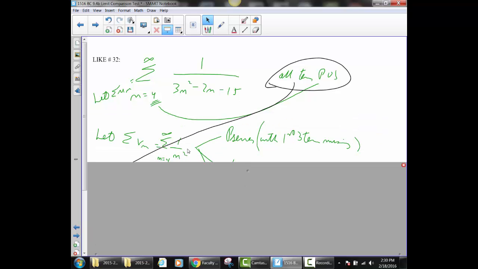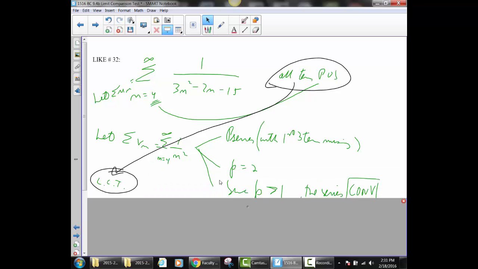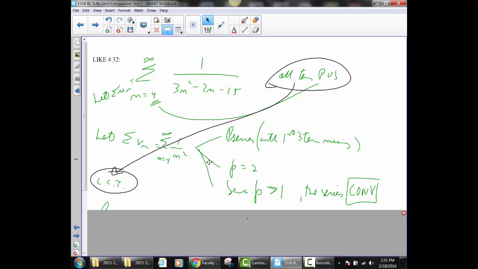We're going to compare it to 1 over n squared, get rid of the non-leading terms, and get rid of the coefficient of the leading term. So it's just 1 over n squared. That's a p-series. It happens to be missing the first 3 terms. Who cares? p is equal to 2. Since p is bigger than 1, the series converges.